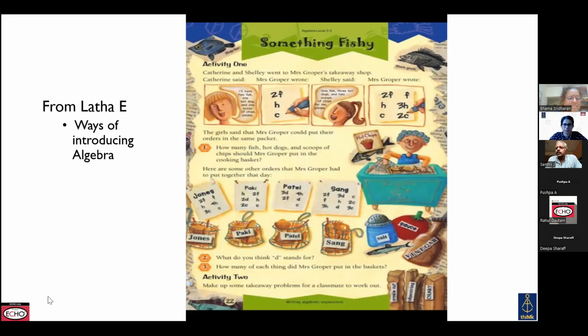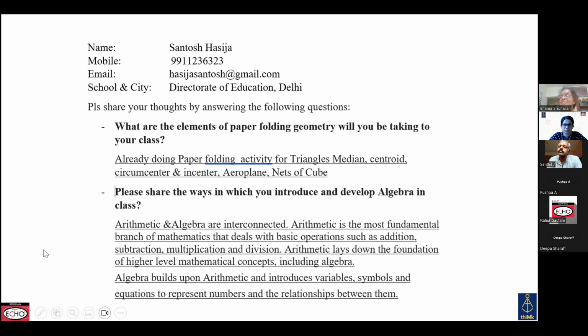By any chance, is Santosh there? I think Santosh hasn't attended today. Okay, so today we finished quite early.